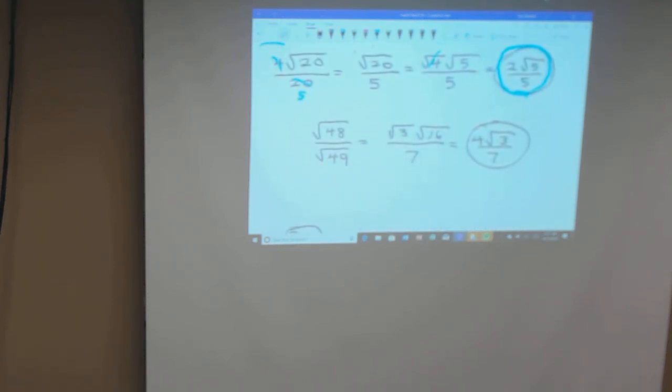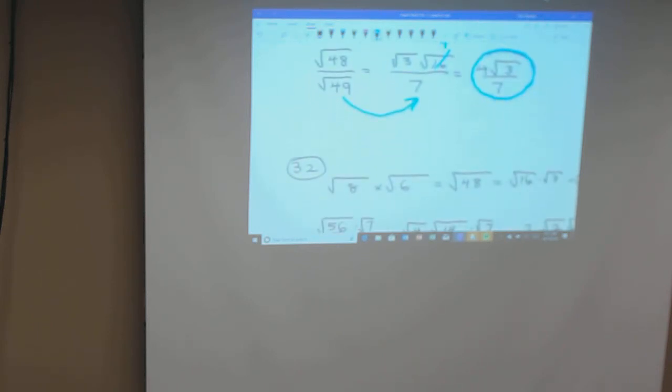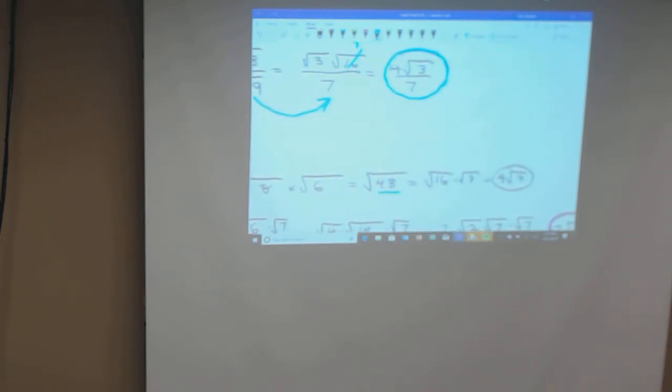48 over 49. Square root of 49 is 7. 48 is 3 times 16, and square root of 16 is 4. So it's 4 radical 3 over 7. 32. Multiply. 6 times 8 is 48. But that's 16 times 3. So that becomes 4 times the square root of 3.